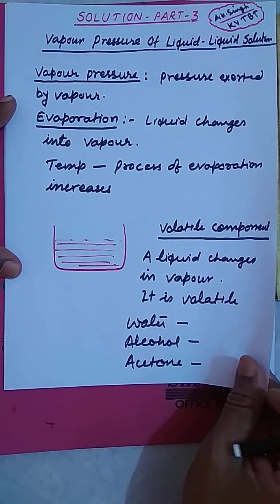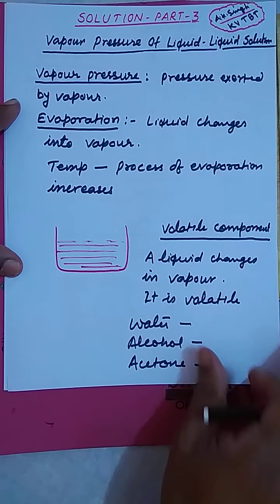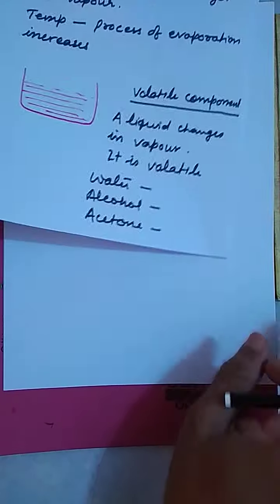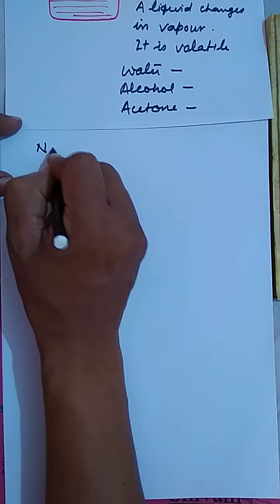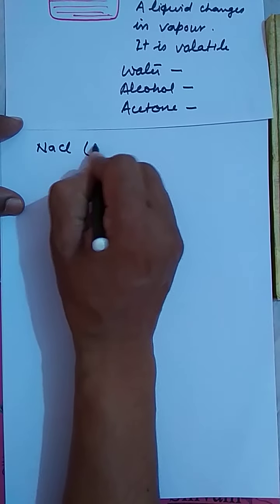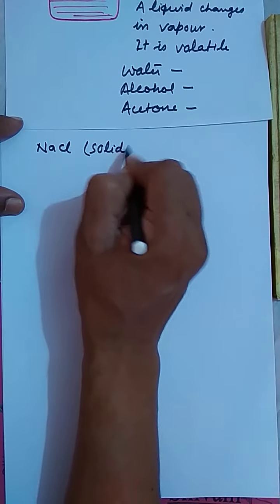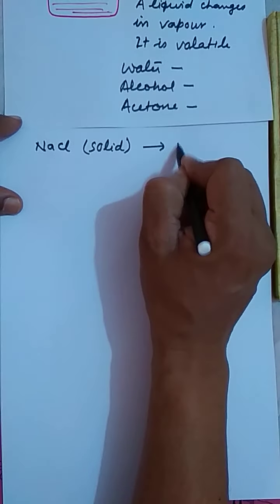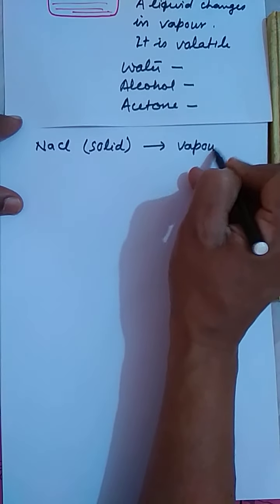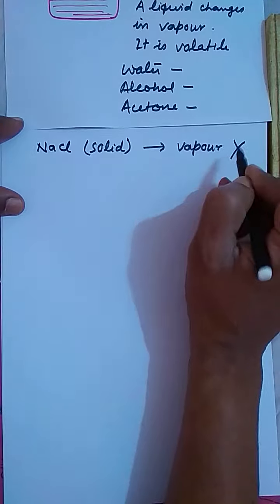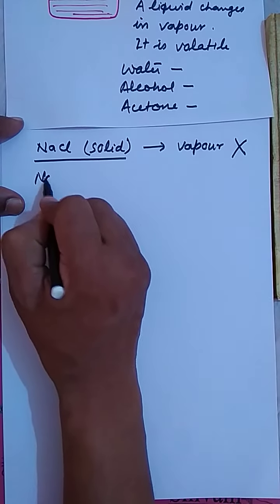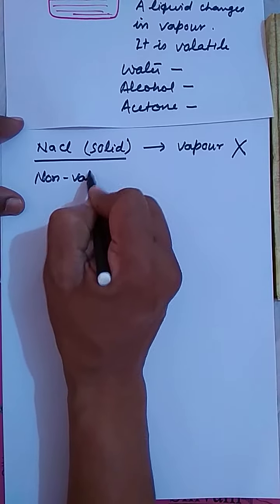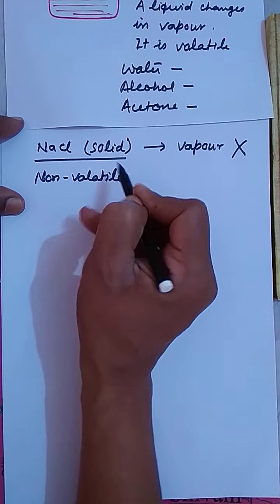But non-volatile components, you can say, are in the case of solids. For example, you can't change NaCl, it's a solid, into vapor. No, you can't change. So NaCl is non-volatile, right?